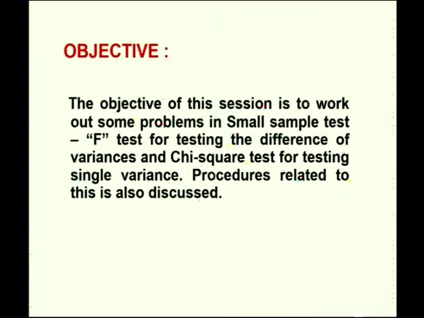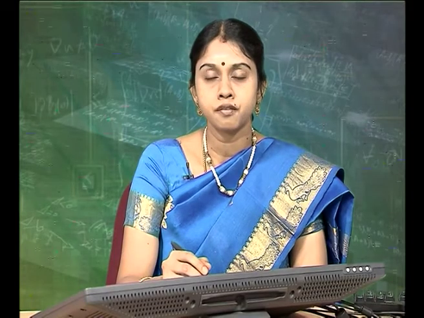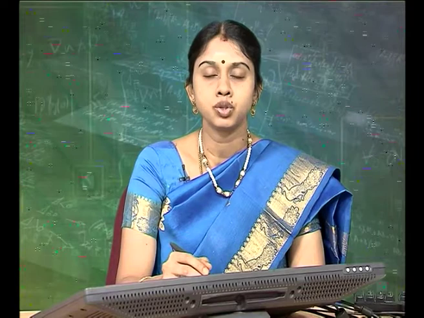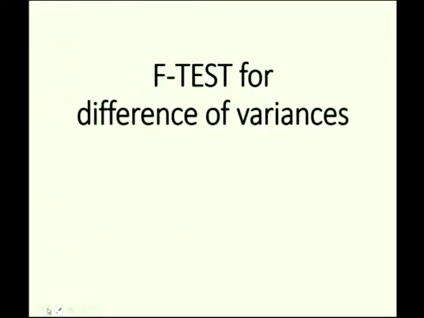F test is for testing difference of variances. Hence, the objective of this session is to work out some problems in small sample test, F test, for testing the difference of variances, and chi-square test for testing single variance. So far, Z test is the test for testing difference of means as well as for single mean. T test is the small sample test for testing single mean and difference of means. Whereas with respect to variance, chi-square test will be used for testing single variance, whereas F test will be used for testing difference of variances. So, that will be discussed.